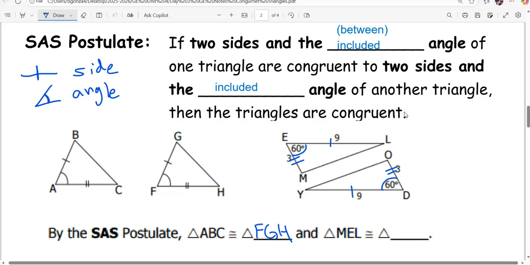Okay. So what does MEL match with over here? It's been rotated, right? What does MEL match with over here? O to D to Y. It's like a very beautiful melody.